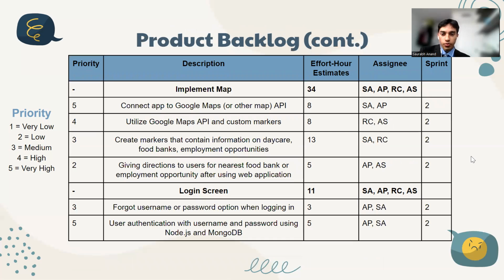And then the rest of the backlog is on this slide, where the next main task is to implement the map, where we connect the app to the Google Maps API. Then we need to utilize the Google Maps API and the custom markers they provide. Then we need to create the markers at the locations of the daycares, food banks, and employment opportunities. And the markers need to consist of information. And then we need to find directions for the users to the locations, for the users to find their way to the nearest food bank or etc.